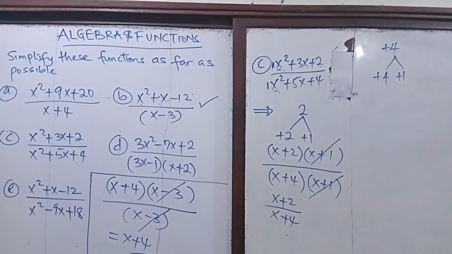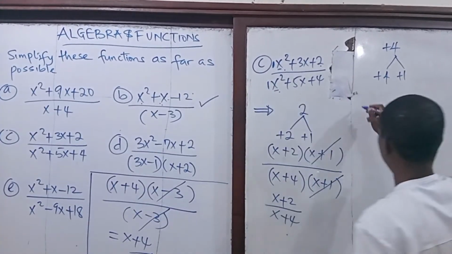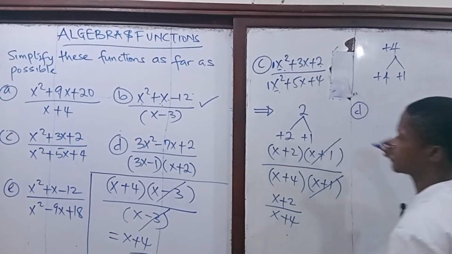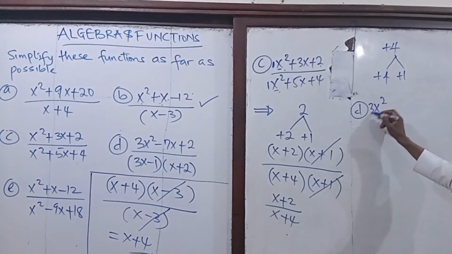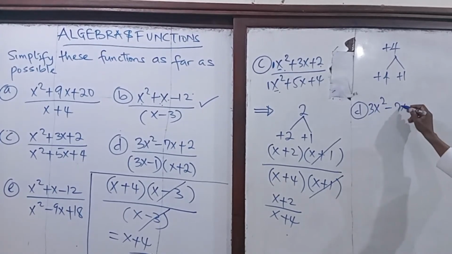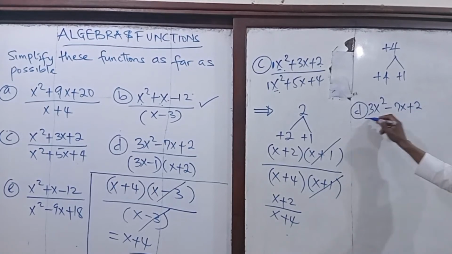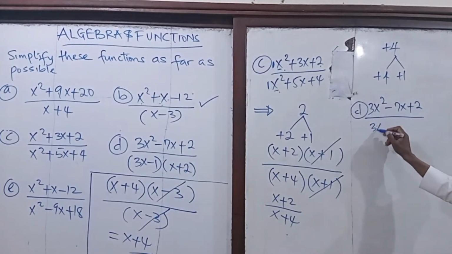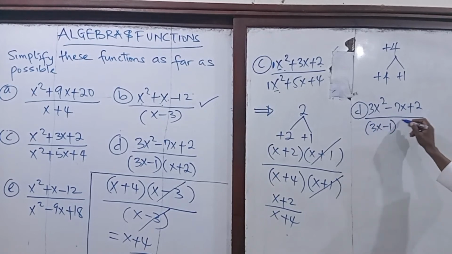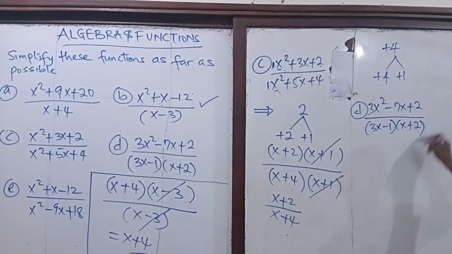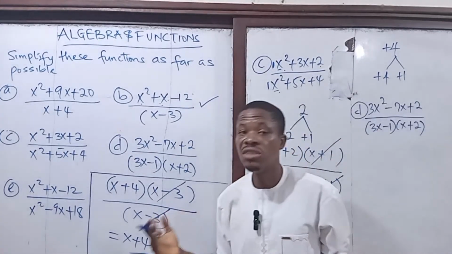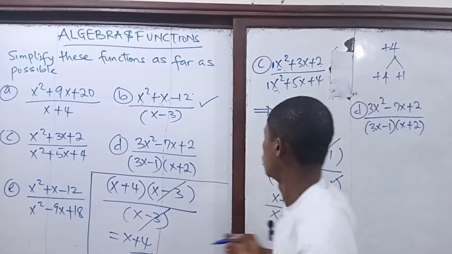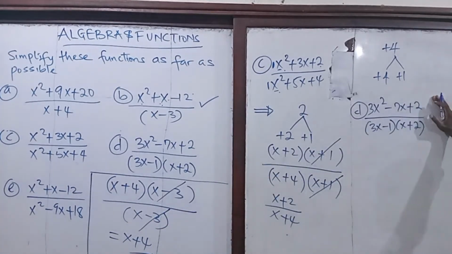Okay, so the C part is done. Let's go to D part. The D part, the numerator, we have 3x squared minus 7x plus 2 over 3x minus 1 times x plus 2. So this is what we have for the D part. The denominator is a product of two different linear factors, but the numerator is a quadratic expression.